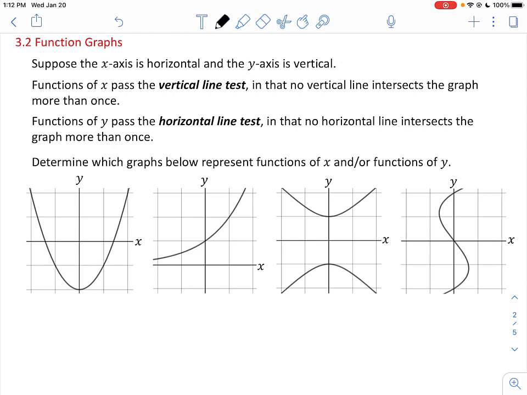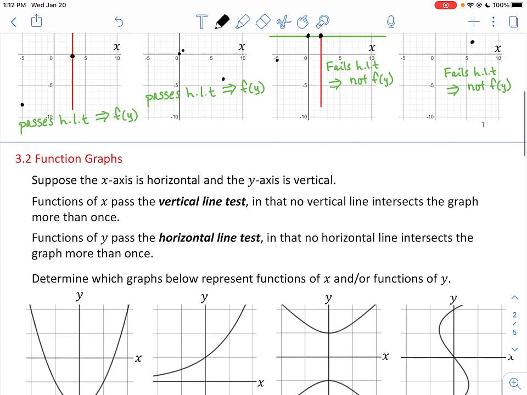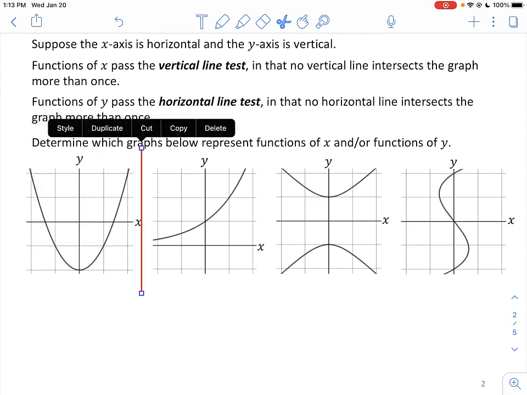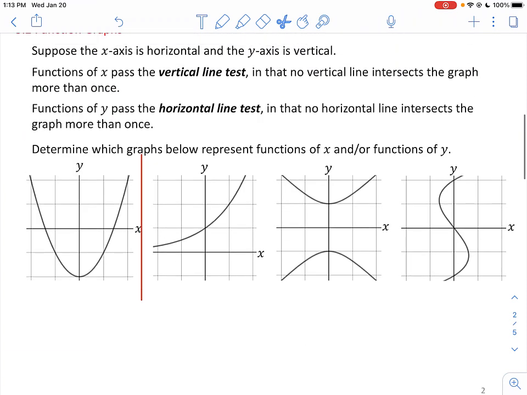So the following graphs, we have to determine whether they represent functions of x and or functions of y. So again, we're going to do some vertical line tests and horizontal line tests. So let's first do vertical line test. And we just scan the graph. Notice that these are graphs that have more points than just 5. Every single point on this curve is a point that's in our relation. So there's infinitely many. We say that these graphs are continuous.